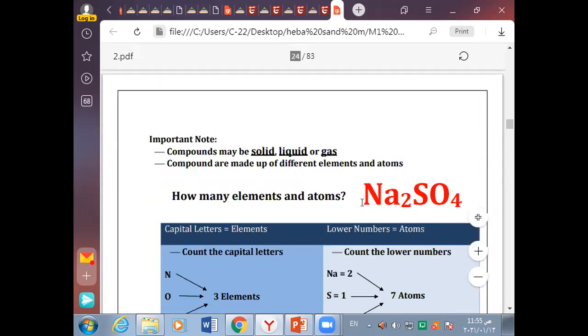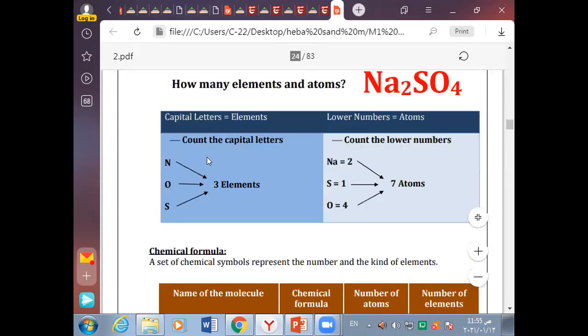How can we know the number of elements and atoms? To count the elements, count the capital letters. To count atoms, count the lower numbers of atoms.